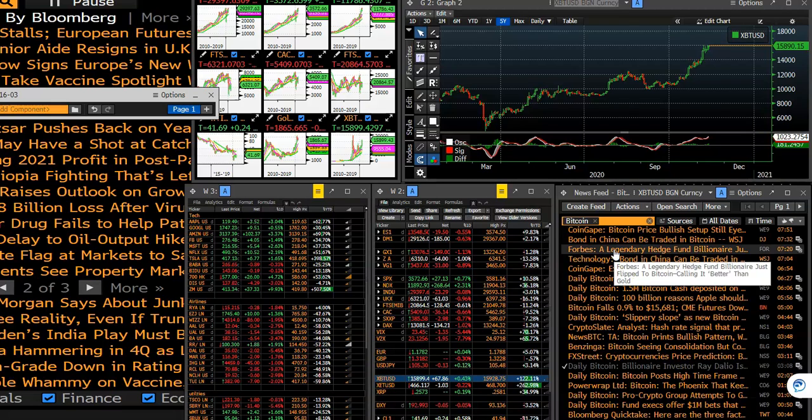A legendary hedge fund billionaire just flipped to Bitcoin, calling it better than gold. That is again from Forbes. And if you don't know, I write for Forbes as well. So that is very, very positive.